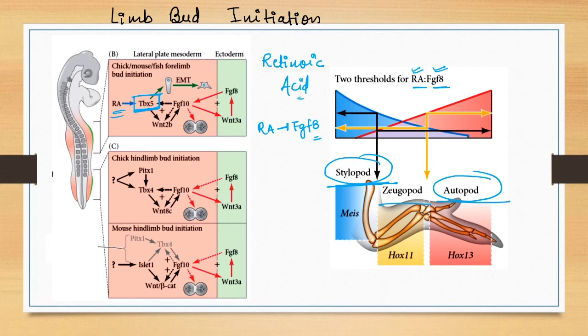So what are the functions of this TBX5 gene apart from providing specification? It helps in EMT. What is EMT?